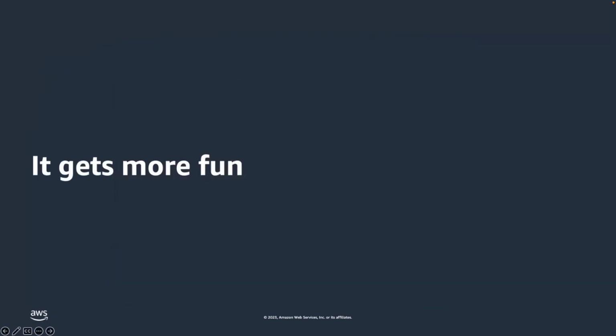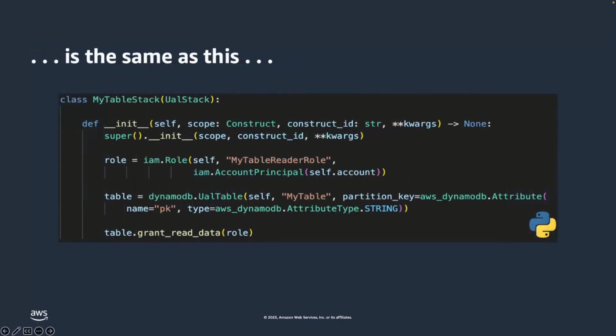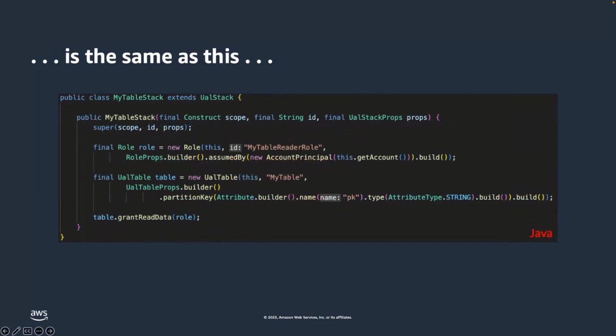And then it gets more fun for United. United takes advantage of the JSII, which helps them produce their internal construct libraries in all the major languages that their application teams use. So you have this example in the native TypeScript implementation for a construct, but that construct is the same as this one that is written in Python, and they also use Java, so they also have a construct available to them in Java.